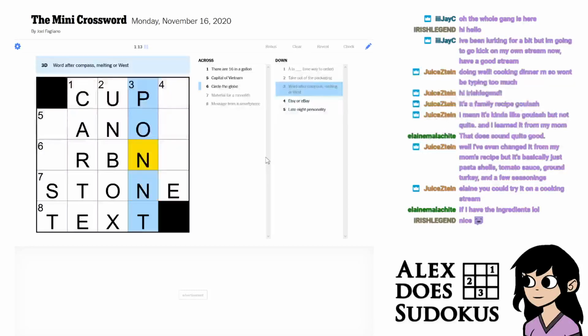Point. Oops. Compass point, west point, yeah, melting point. Etsy or eBay. It's an e-store. Oh, hang on. It's cups, not ounces, so. So let's see. Etsy or eBay. Sale?